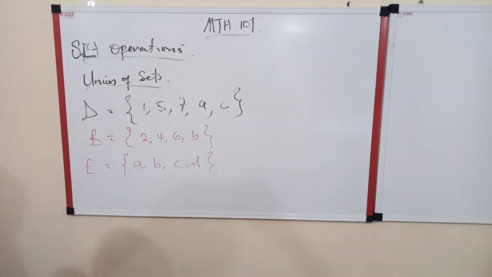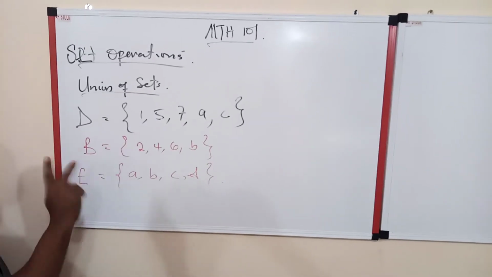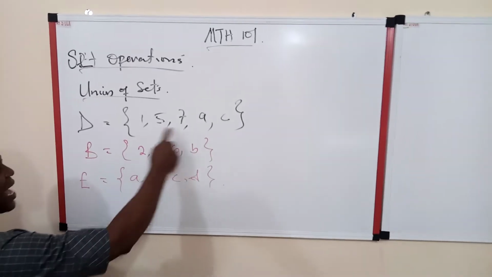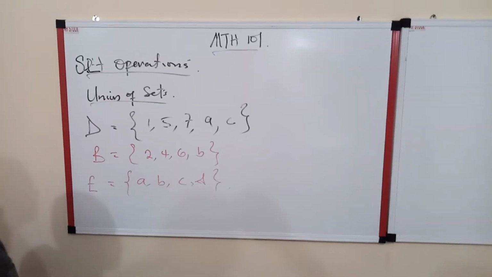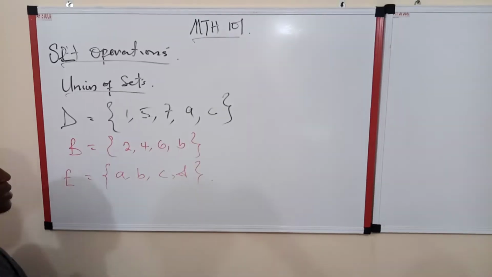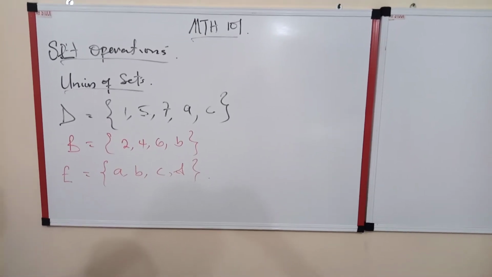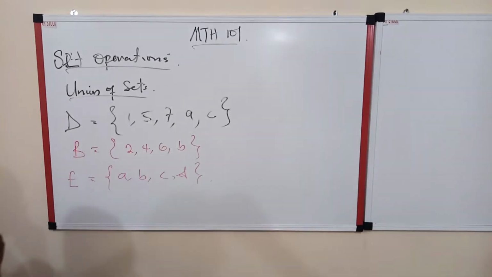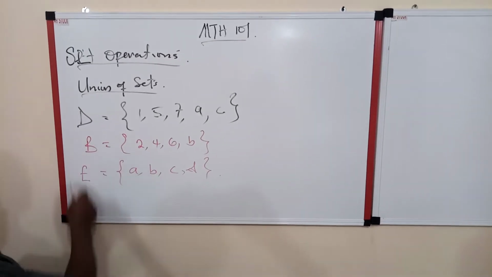Now let's consider these sets. The union of two sets is a collection of the elements that are in the sets without repetition. Without repetition. So now let's look at these sets, the union of D and E.